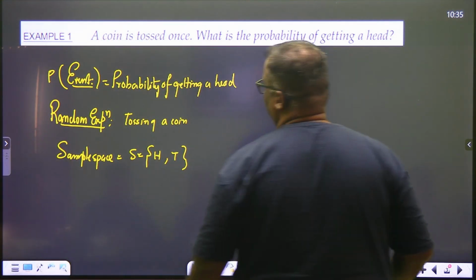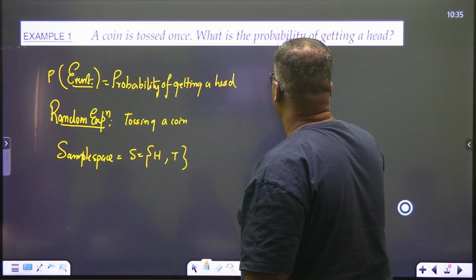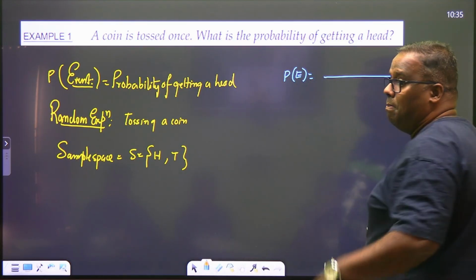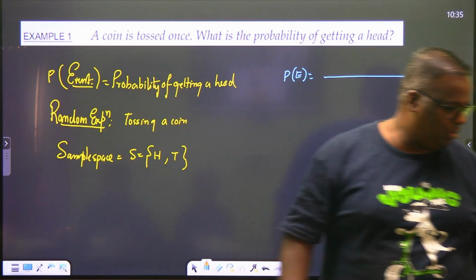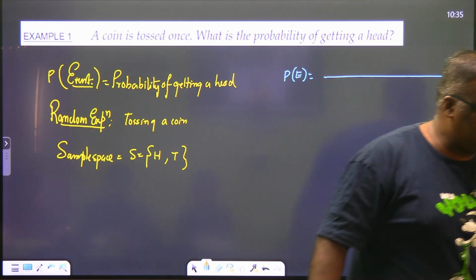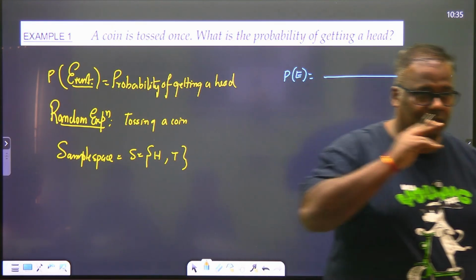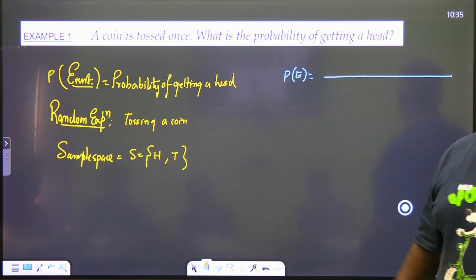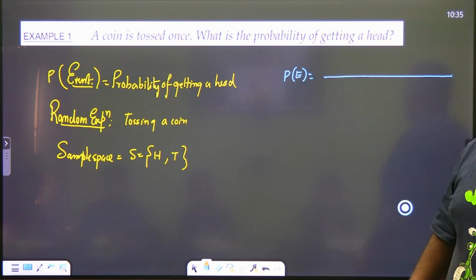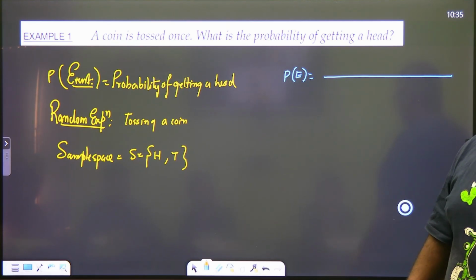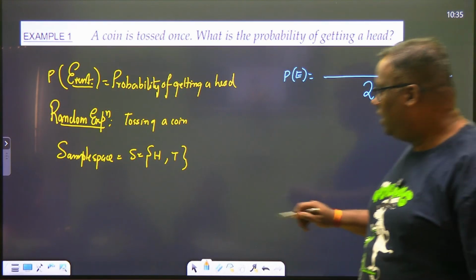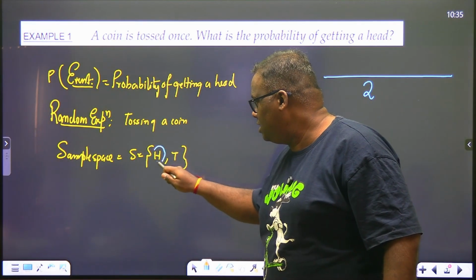Now start thinking, what did I say in the formula? The probability of an event is the number of favorable outcomes over the total number of possible outcomes. Total number of possible outcomes of what? Of the random experiment. So when you conduct this random experiment, what all may occur? Head or tail. So how many types of outcomes are you getting? 2. So we have 2 outcomes.